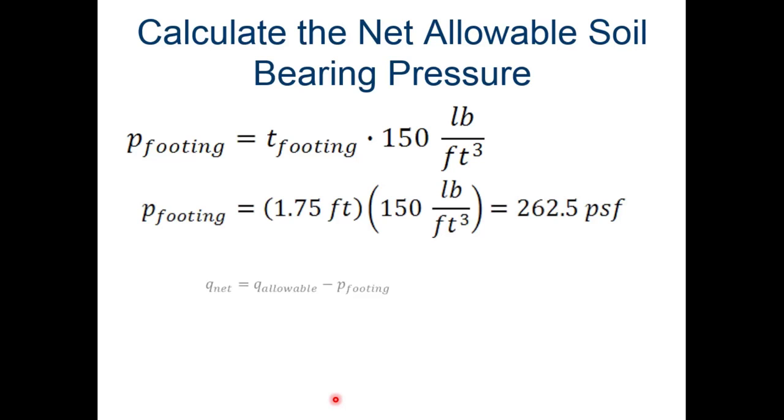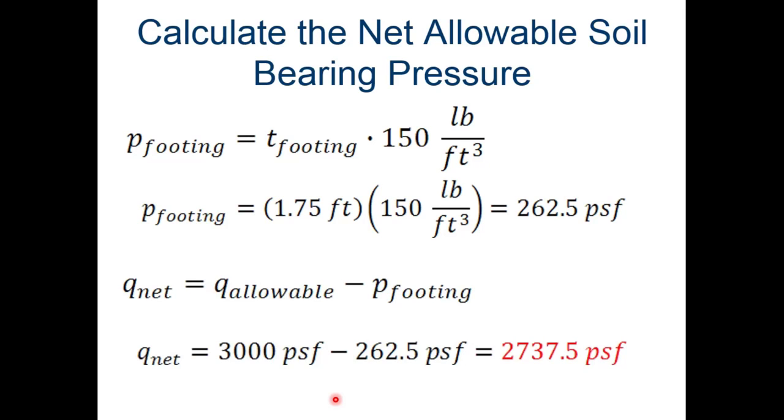Here's that calculation I said we were going to do. We're going to go ahead and write this one just as it is. So the load of our footing equals 1.75 feet. That's how thick the footing is, and it weighs 150 pounds per cubic foot, and that's how we get 262.5 pounds per square foot. So that's one piece of information we need to know.